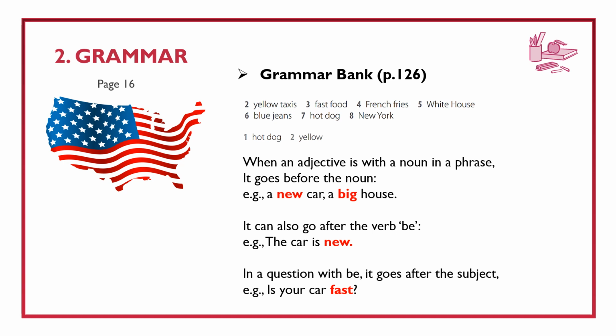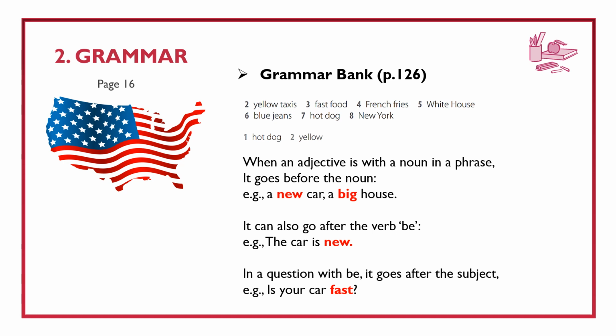We aren't rich. Is your car new? So the first two are simple affirmative sentences. He's strong. Strong is the adjective, and we aren't rich. That's a negative sentence. Rich is the adjective here. So here we use adjectives after the verb be.